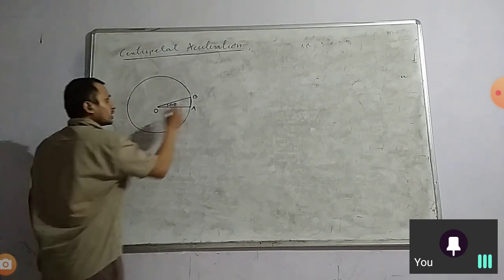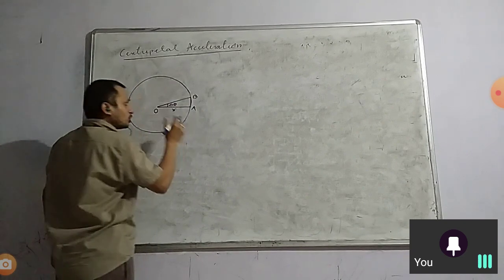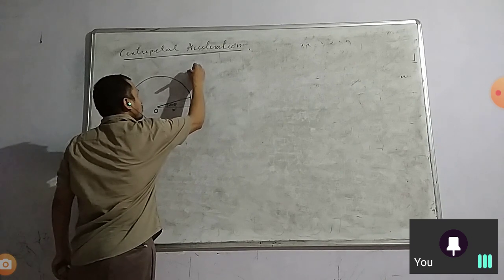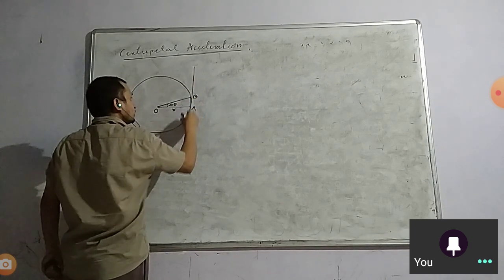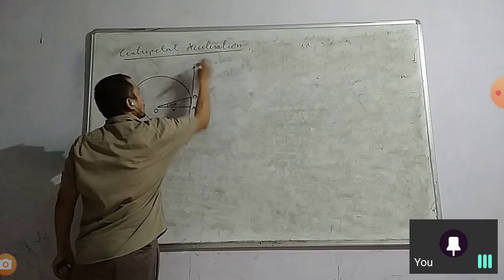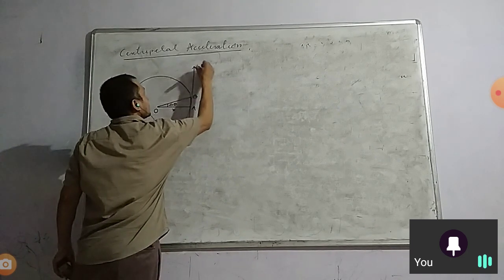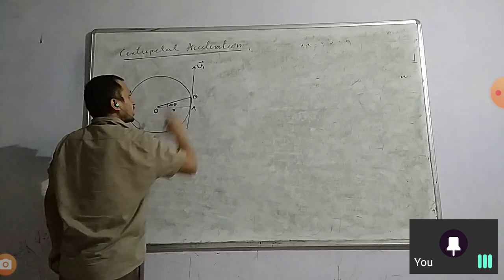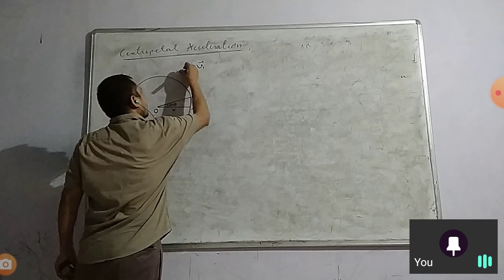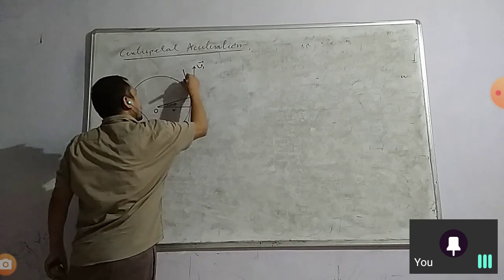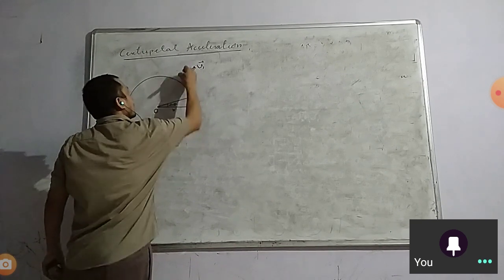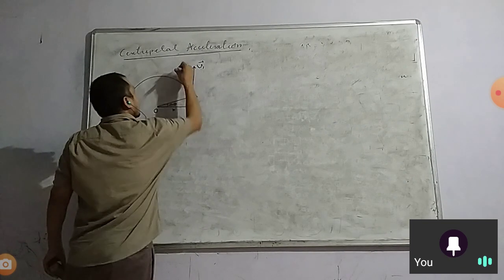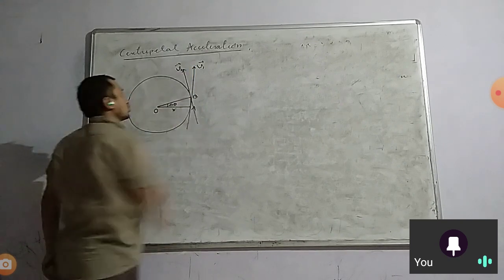Now, if at the point A we want to know the direction of the velocity of the body, we have to draw the tangent at the point A. This is the direction of the body at point A, and I am taking it as the V1 vector. At the point B, to determine the direction of the velocity, again we draw a tangent at the point B, and this indicates the direction of the body at B. This is the V2 vector, suppose.